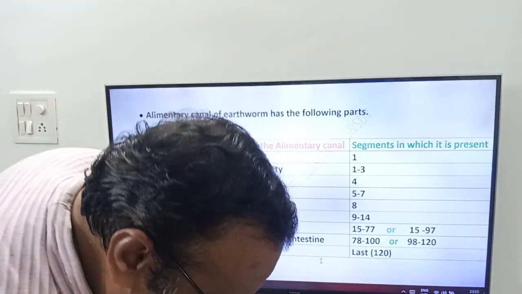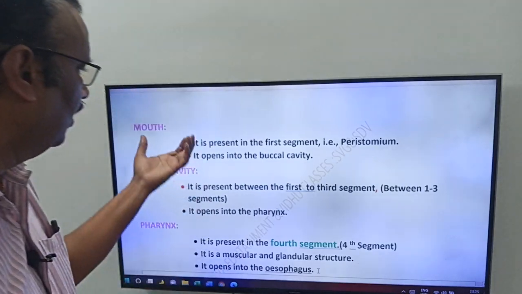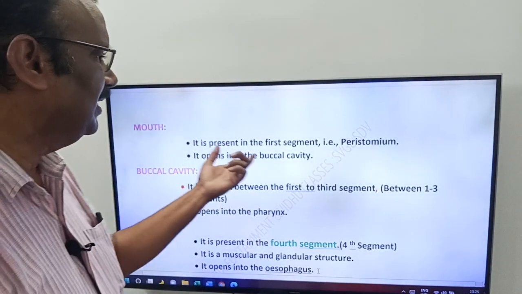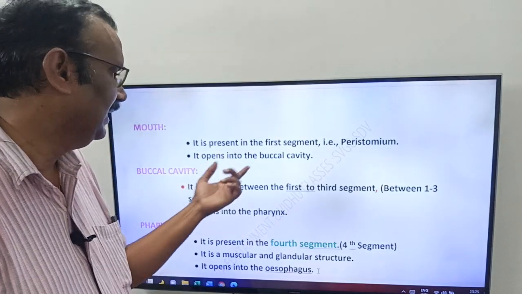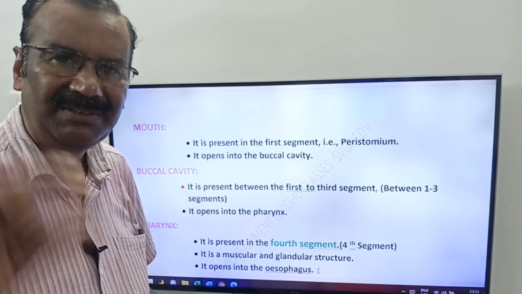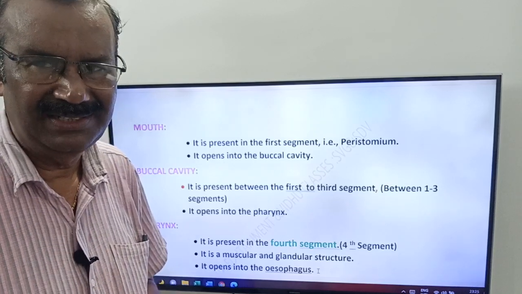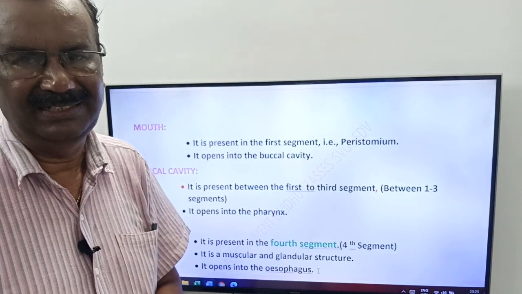Okay friends, now I'll take them one by one. Just now I told mouth. It is present in the first segment, that is in the peristomium. It opens into the buccal cavity. You have to write these two points: mouth is present in the first segment, that is peristomium, and it opens into the buccal cavity.